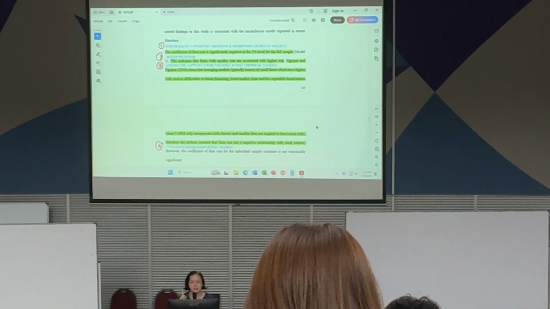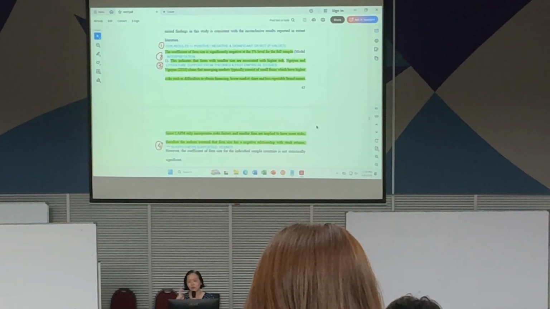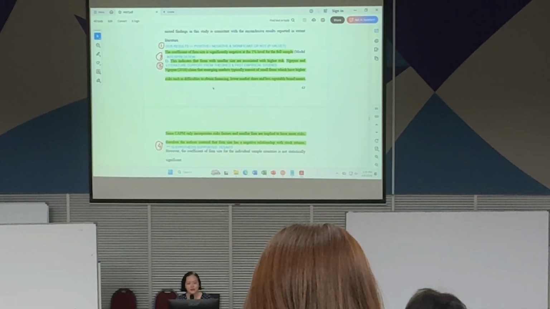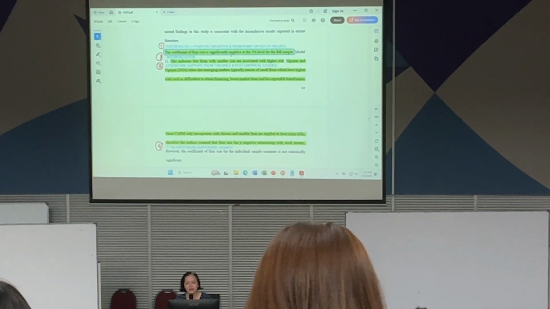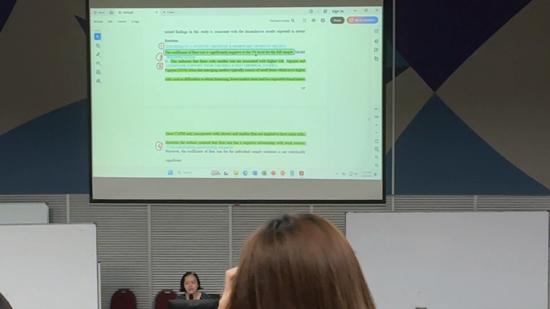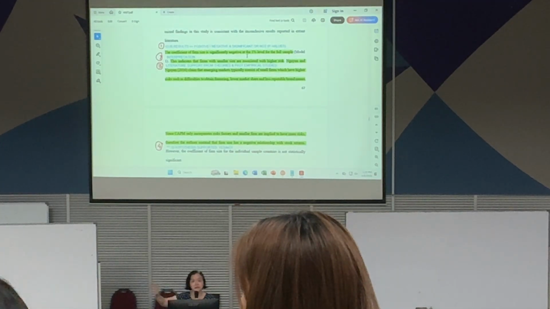So remember, that one was firm size, isn't it? And it's positive and significant at 1%. So I can write something like this. First, I will write your results: positive or negative, significant or not. If significant, what is the p-value? So I can put, the coefficient of firm size is significantly negative at the 1% level. Okay, simple, isn't it? This one.